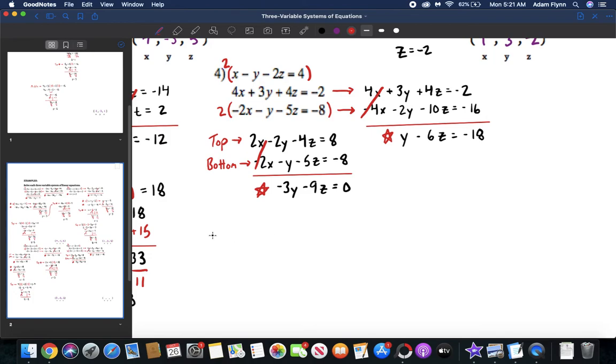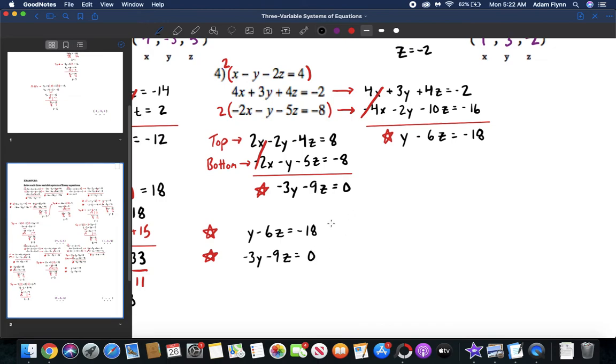Okay, so I'm going to write my two star equations down here a little further and prepare them for the elimination process again. So my top equation is going to be y minus 6z equals negative 18. And my bottom one is going to be negative 3y minus 9z equals 0.